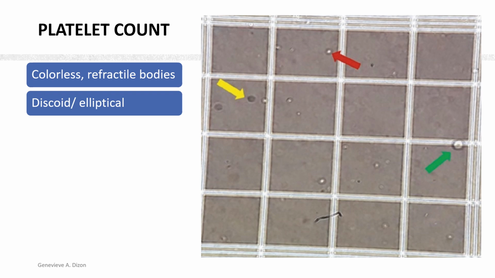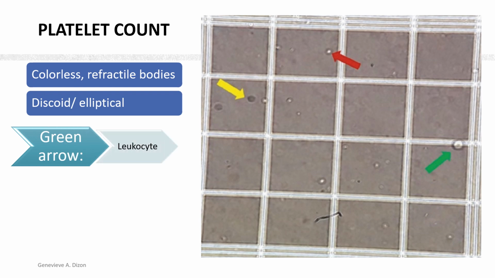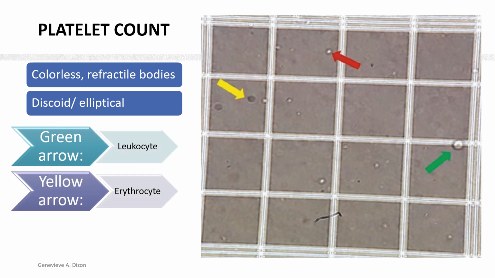Can you identify what cells are being pointed by the different colored arrows? Which one is the platelet? Remember, platelets are very small. The green arrow points to a leukocyte, while the yellow arrow points to an erythrocyte, and the red arrow refers to the platelet.